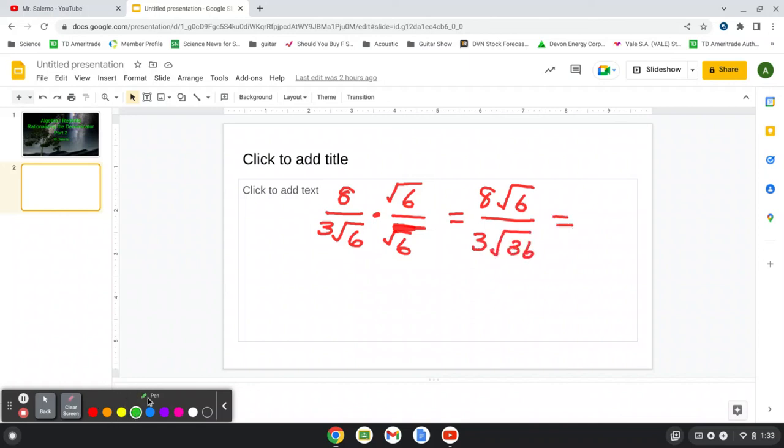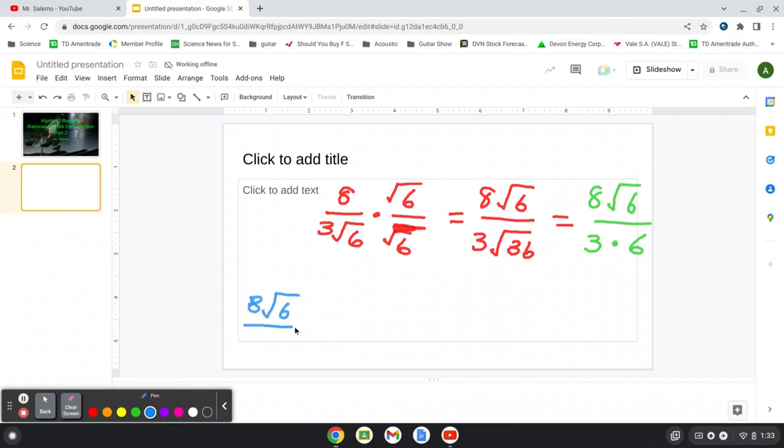So we have 8 square root of 6, and we know that the square root of 36 is just 6, right? Over here now, we have 8 square root of 6 over 18. And we can reduce that, right? We can halve the 8, we get 4 square root of 6 over 9. Right? And there's our answer. All right. So that's rationalizing the denominator. Great job today.